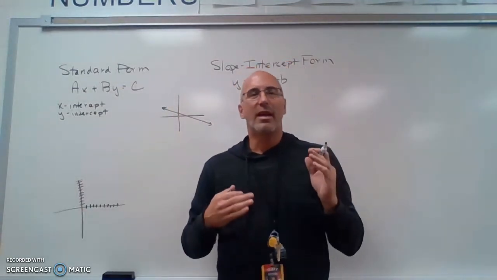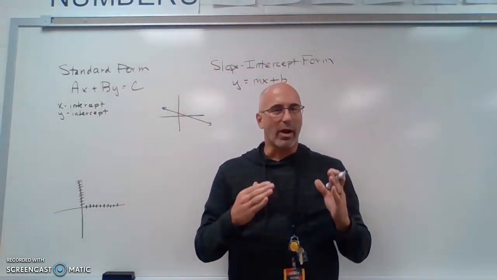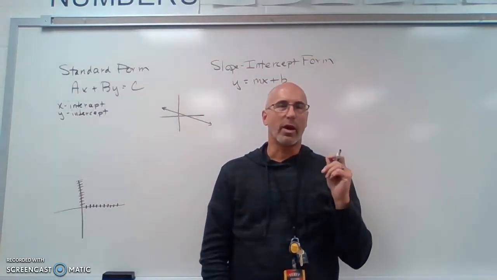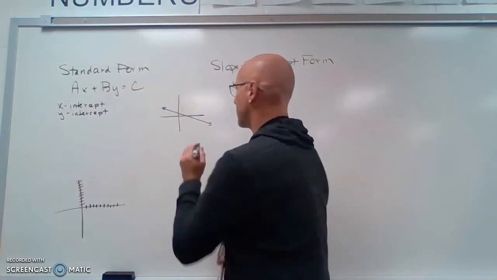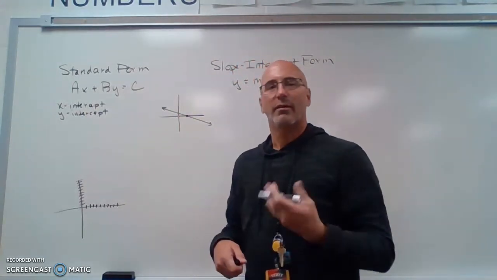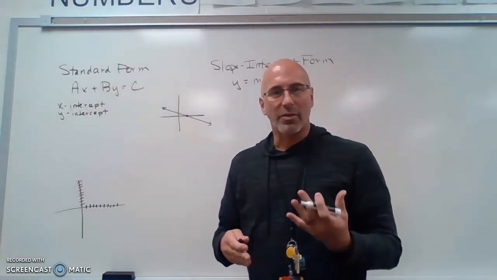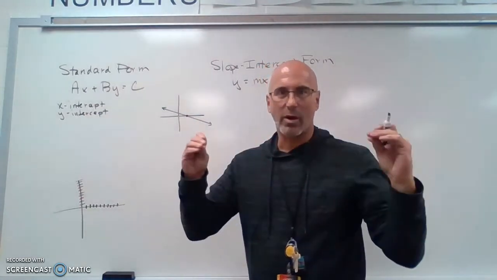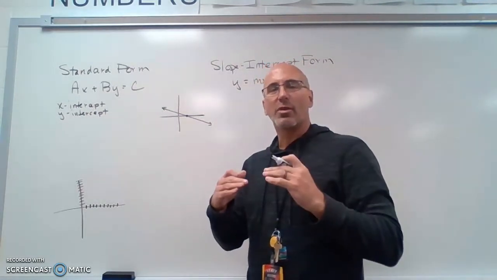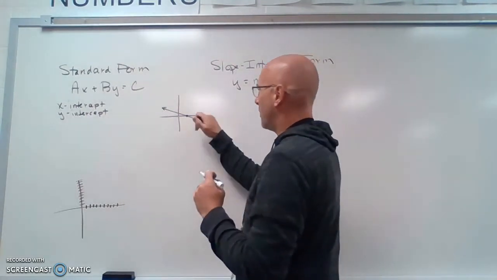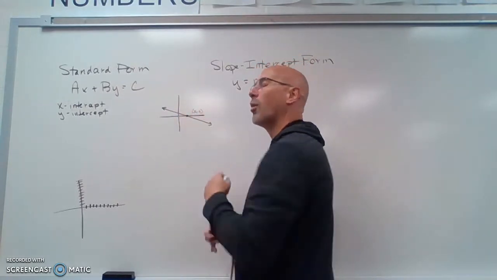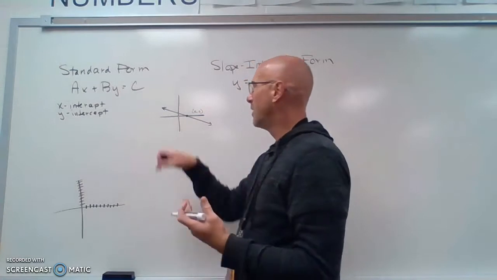Now, intercept, that means where it crosses. So the x-intercept is where our line crosses the x-axis, which is right here. Now, what do we know about this point? Well, it is somewhere on the x-axis. We don't know where. And our y value, it is 0. This means our y equals 0. So we have some sort of point x, 0.